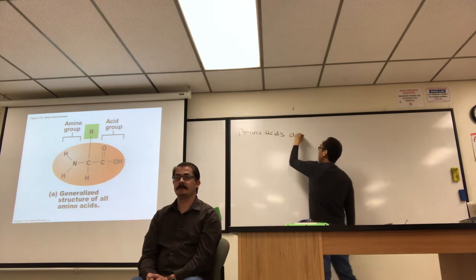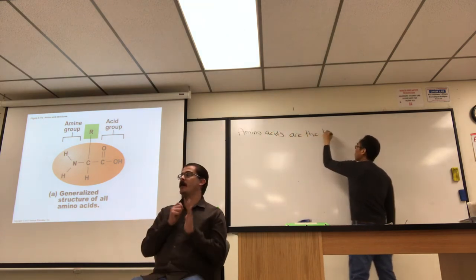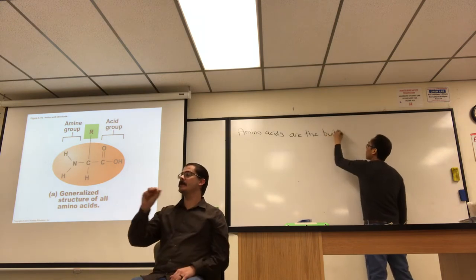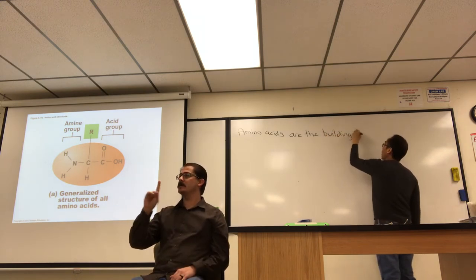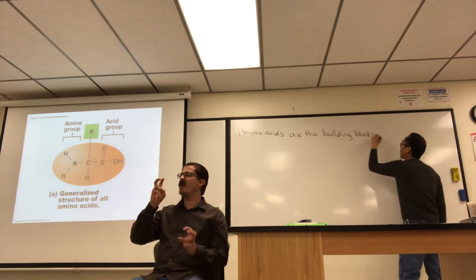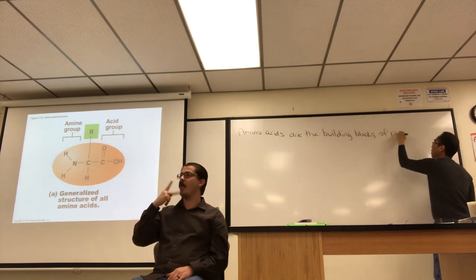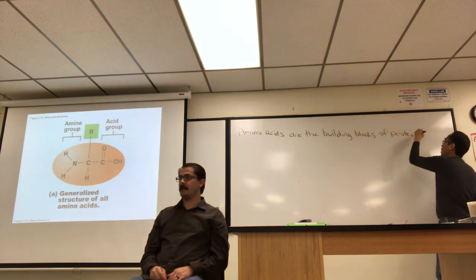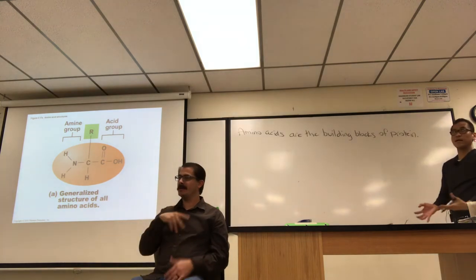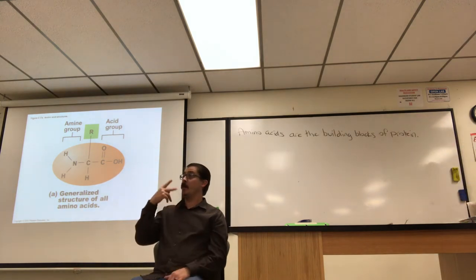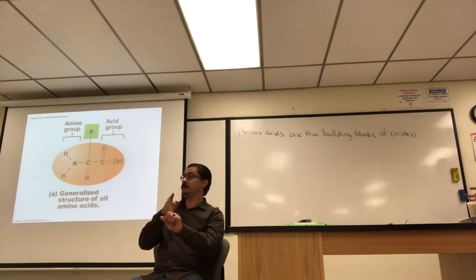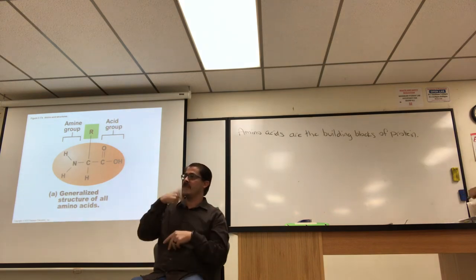What I'm writing is amino acids are the building blocks, the monomers, of protein. Protein is the molecule that cells can make, for all the different kinds of proteins, for cell function, for body structure.